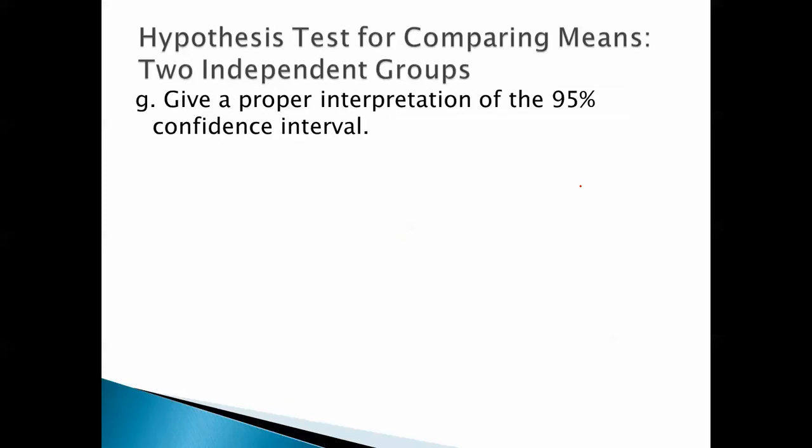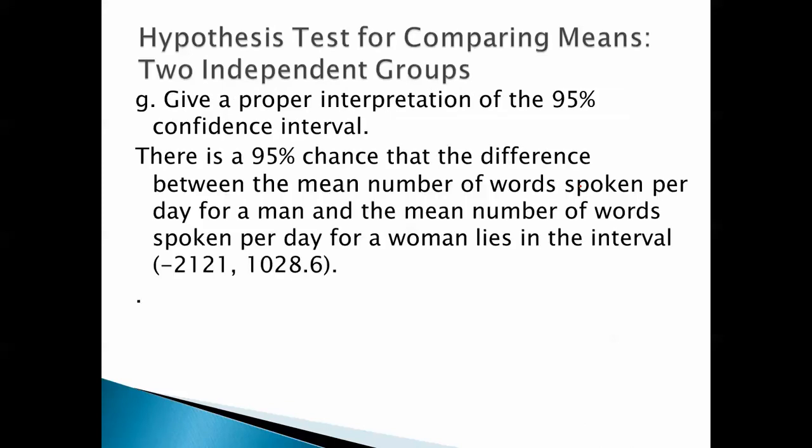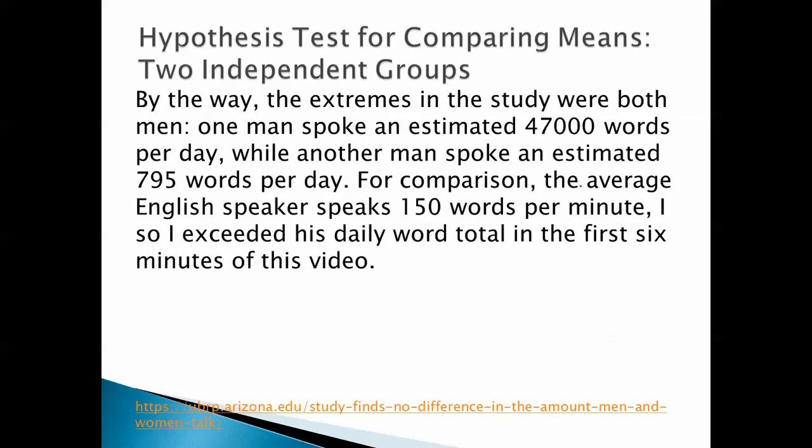Give a proper interpretation of the 95% confidence interval. There is a 95% chance that the difference between the mean number of words spoken per day for a man and the mean number of words spoken per day for a woman lies in the interval negative 2121, comma, 1028.6. That is, assuming the null hypothesis is true.